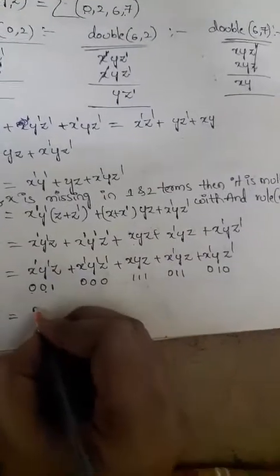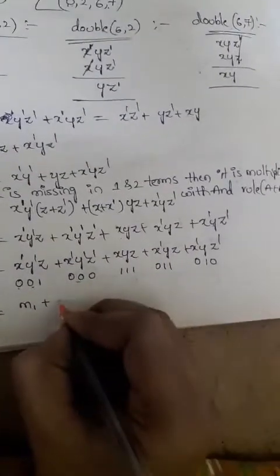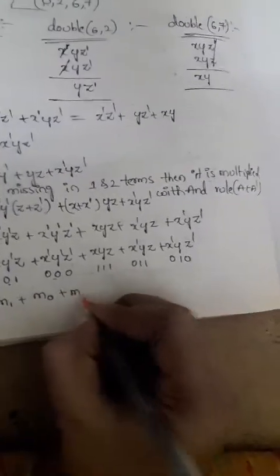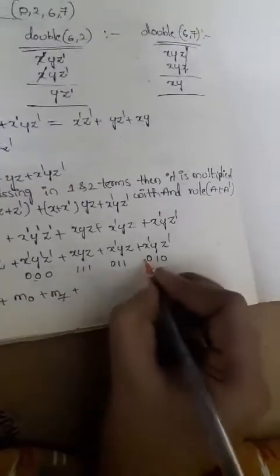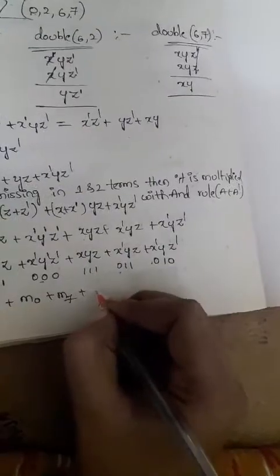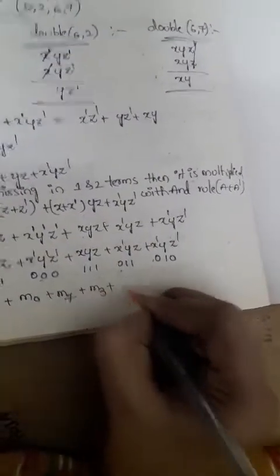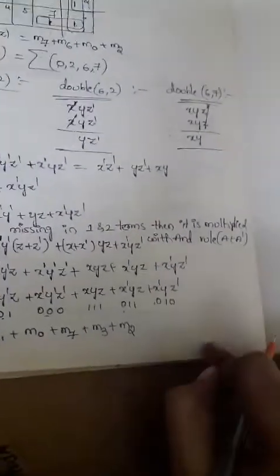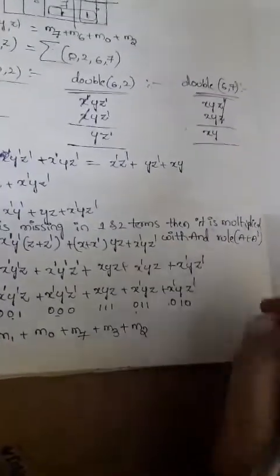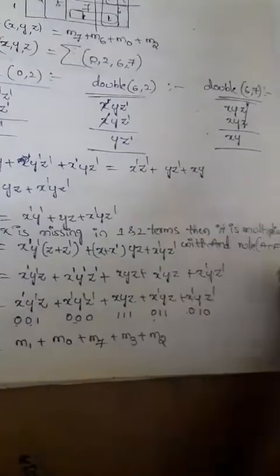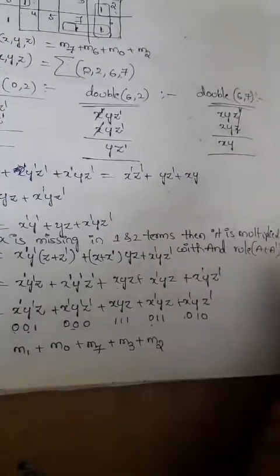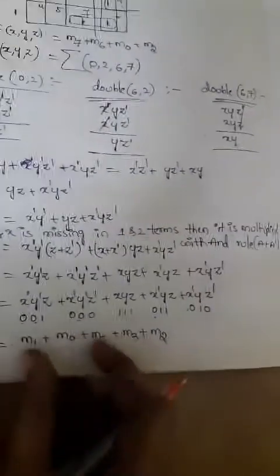So 0, 0, 1 is nothing but M1 and 0, 0, 0 is nothing but M0. The next one, 1, 1, 1 is nothing but M7, plus 0, 1, 1 is nothing but M3. And 0, 1, 0 is nothing but 2. Better you do one thing: write the truth table. Then we'll get the combinations of decimal numbers, and you can convert these binary numbers to decimal numbers. After that you can write it.